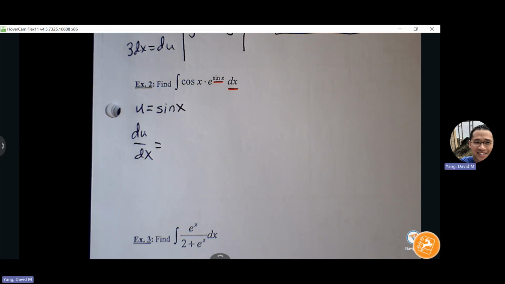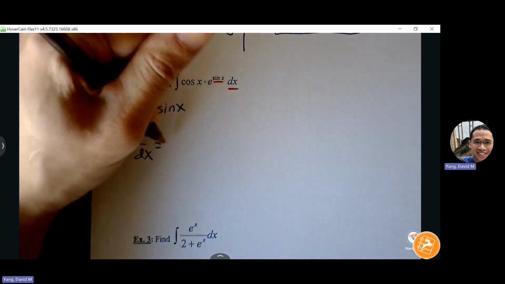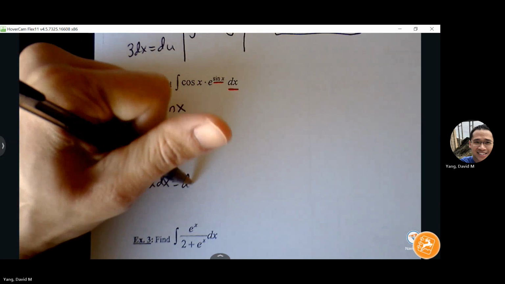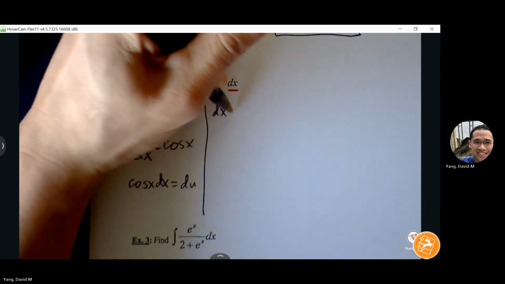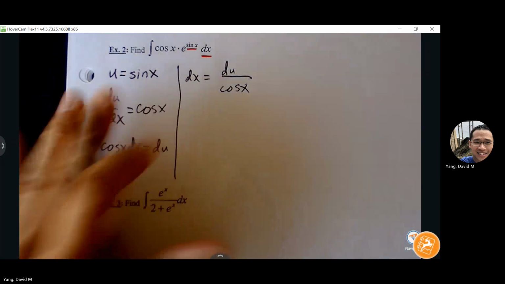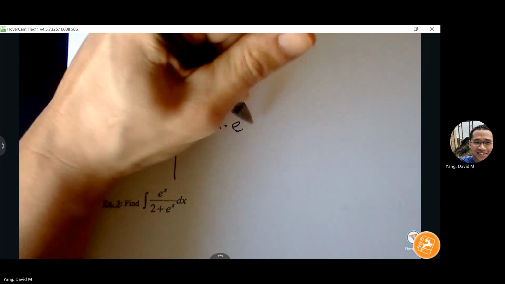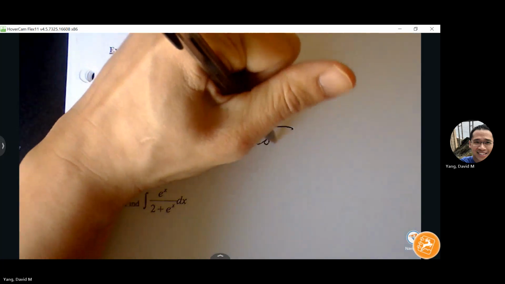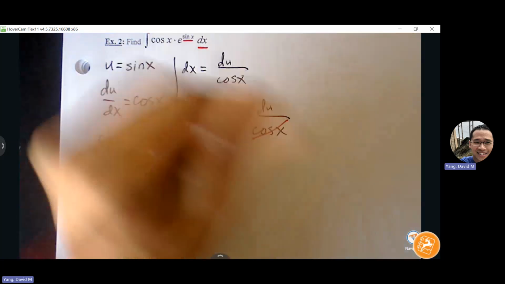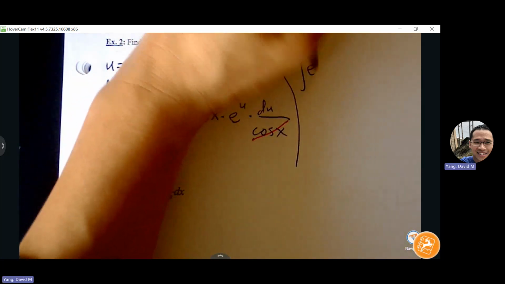du dx equals, yeah, derivative is cosine, cross multiply. Okay, so just like what we expected, the cosine goes away, no coefficients to keep track of. We're just left with e to the u, which is a nice, easy rule for us to apply.